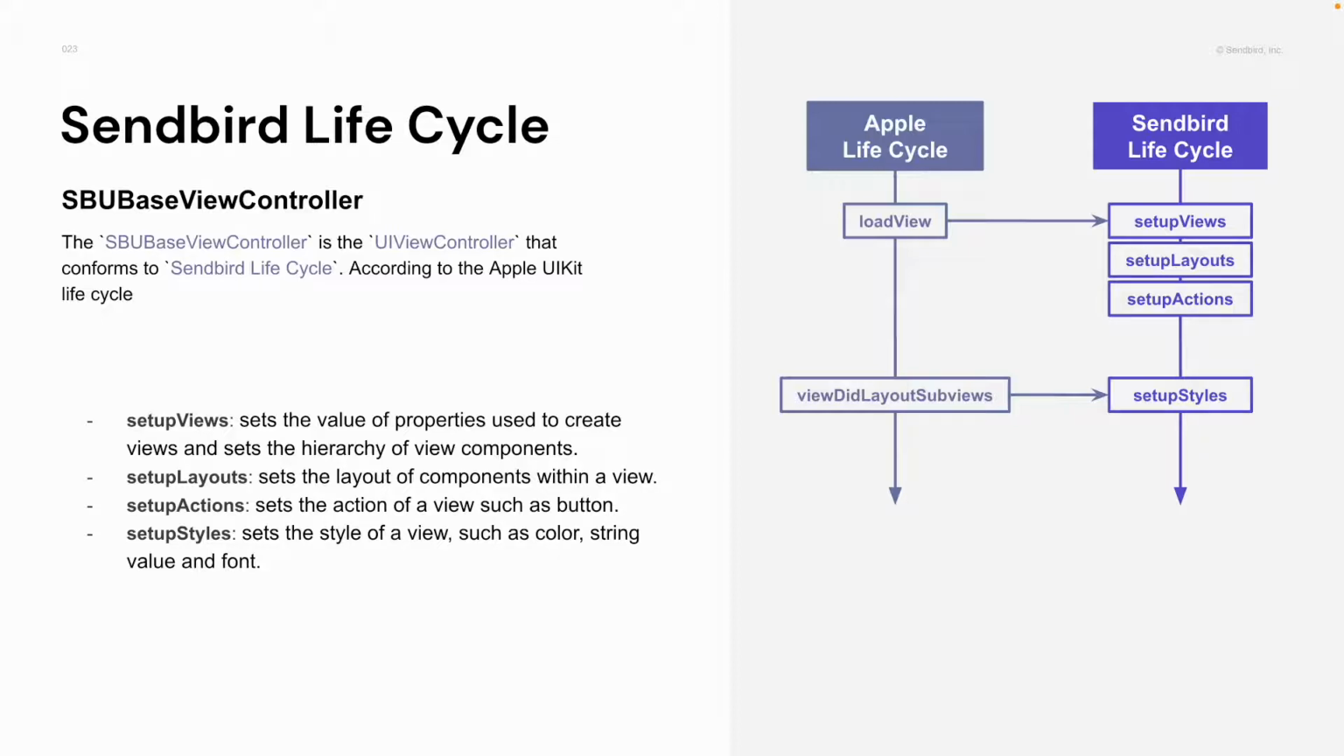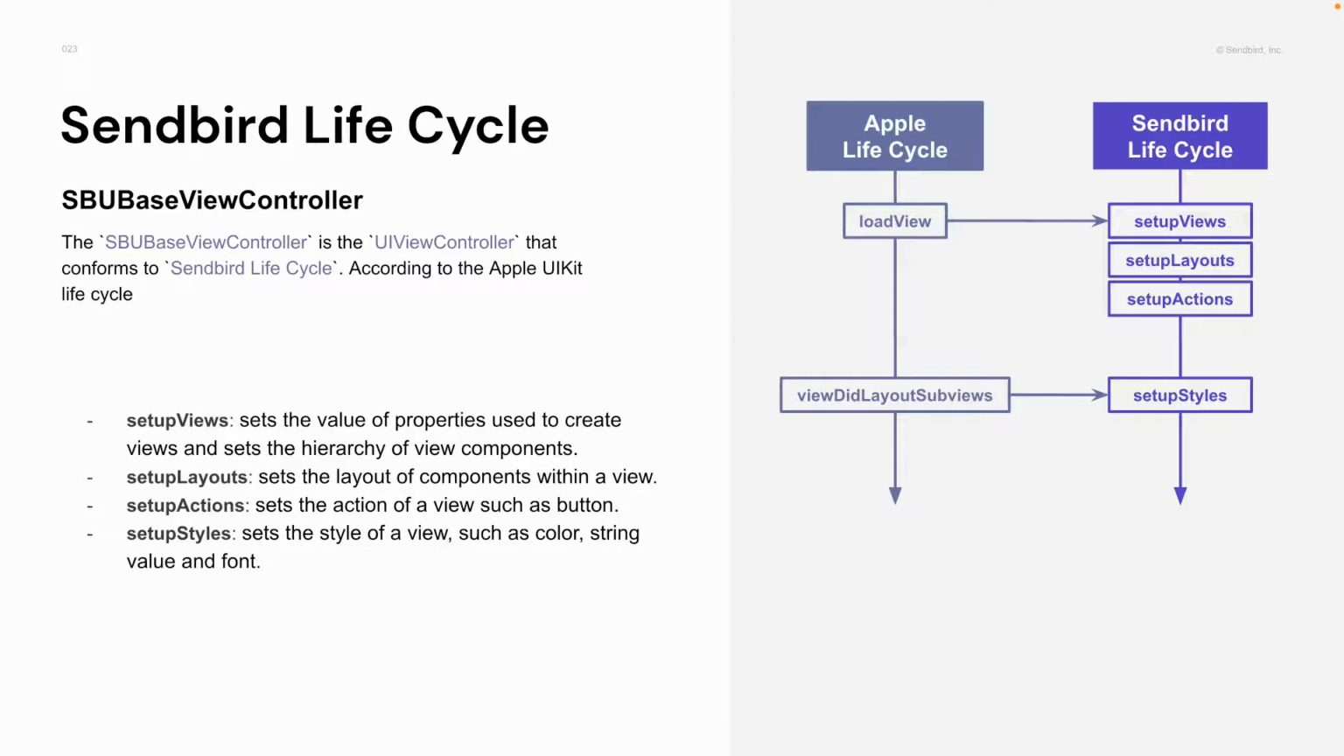Setup views sets the value of properties used to create views and sets the hierarchy of view components. Setup layouts sets the layout of components within a view. Setup actions sets the action of a view such as a button. These interfaces are called when the loadView method of the Apple UIKit lifecycle is called.